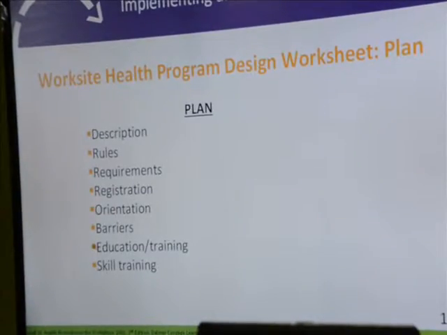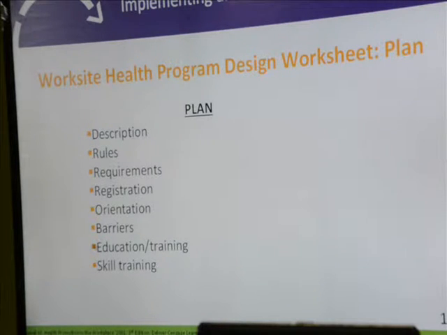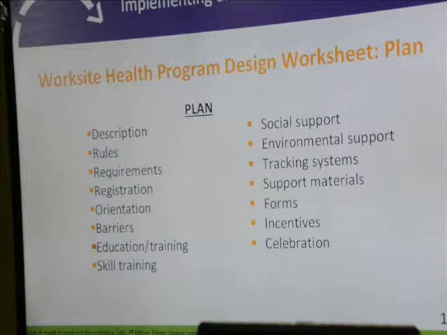So this goes to the second P, which is plan. Plan is obviously, you want to have a description, the roles, requirements, registration, orientation, all the logistical pieces that are important with designing the worksheet. And then social support, environmental support, tracking systems, forms, incentives, celebration. So putting that plan into motion.